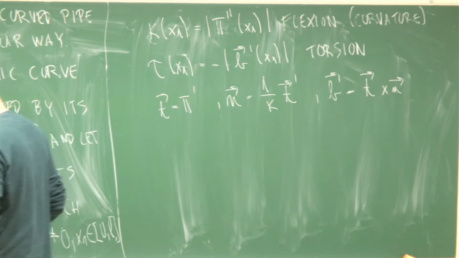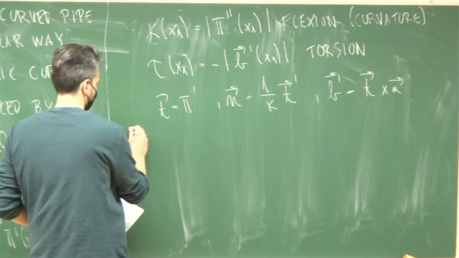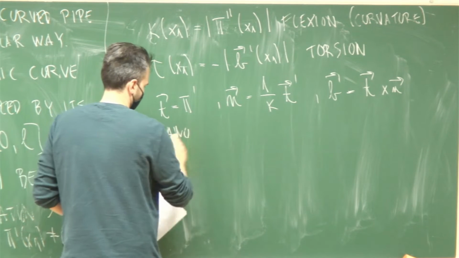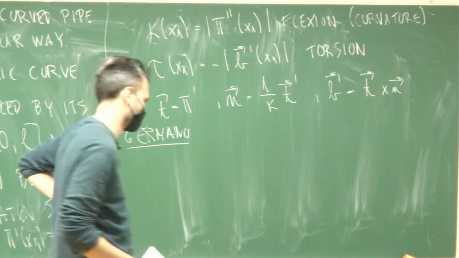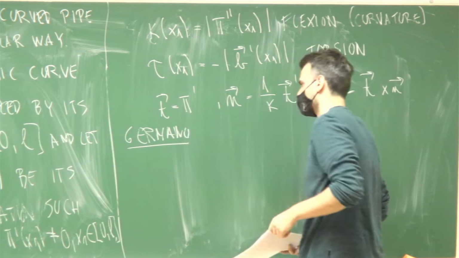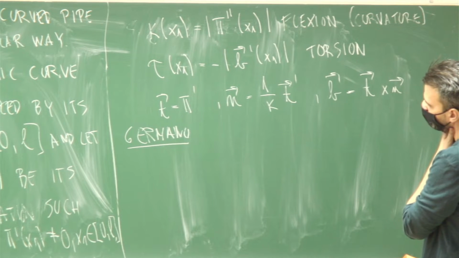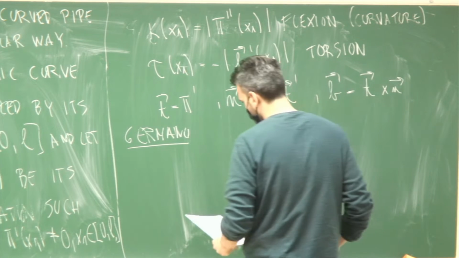And now what do you do? Well, you introduce this Germano reference frame. It was used in a number of papers. I also used it in my PhD to compute some things regarding micropolar flow in a curved pipe. It was introduced by Germano, I think in 1982, to investigate these effects of flexion and torsion, and it has its advantages.